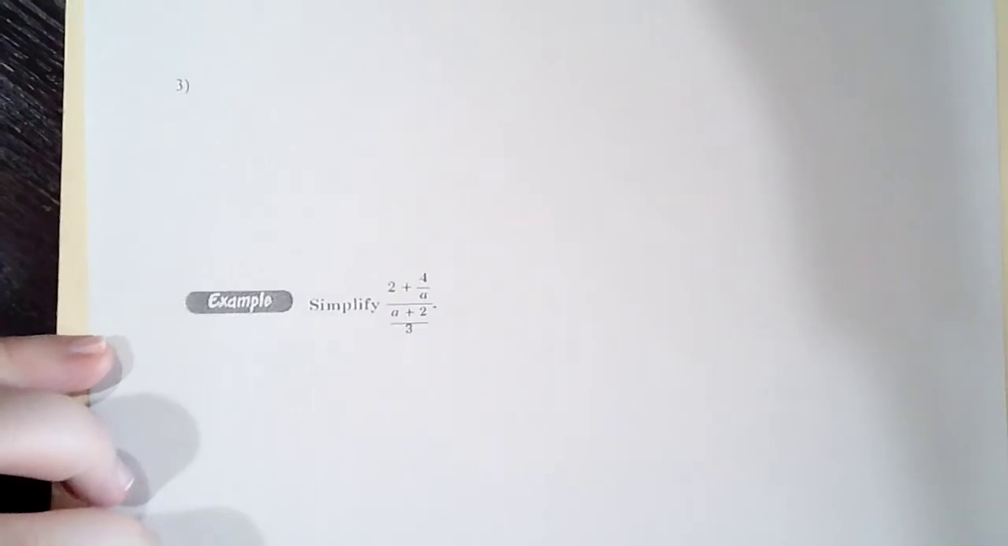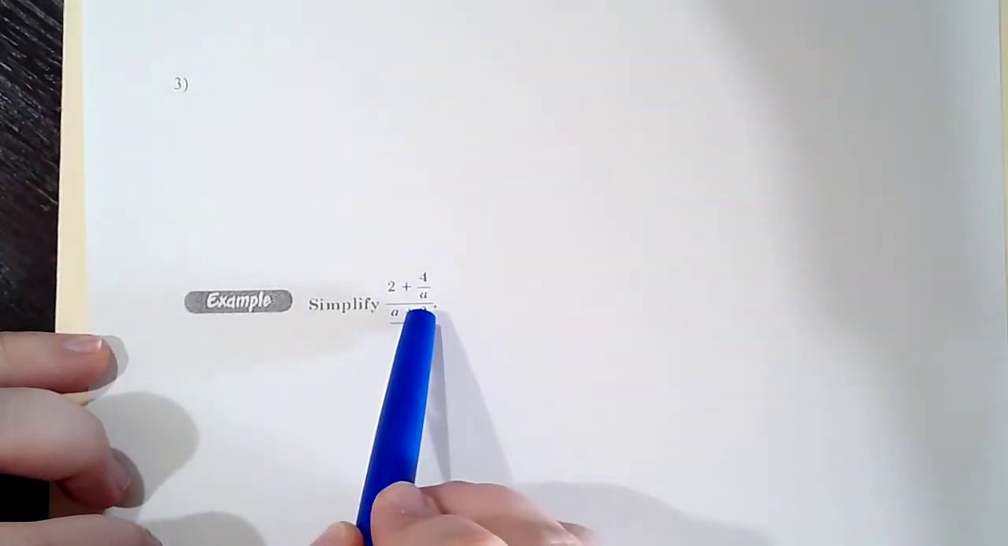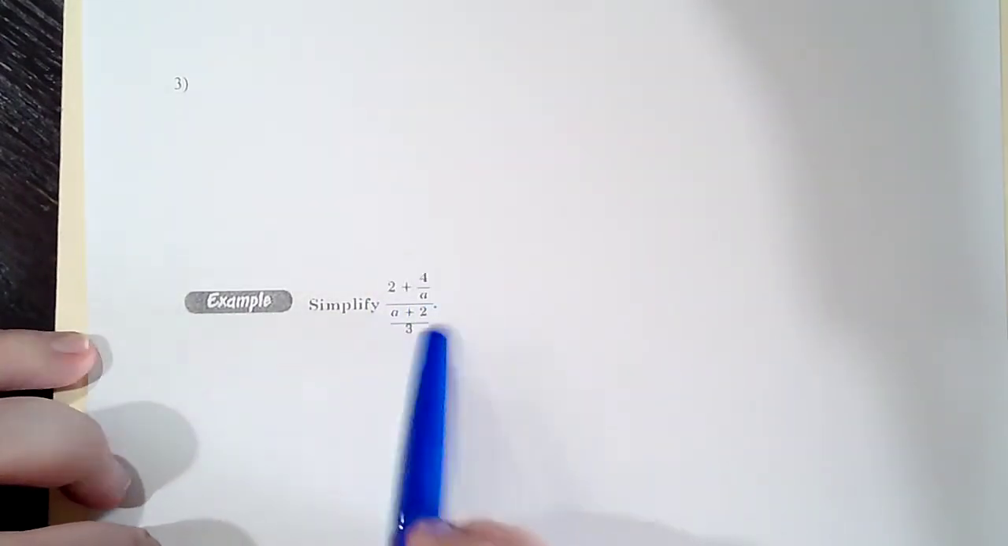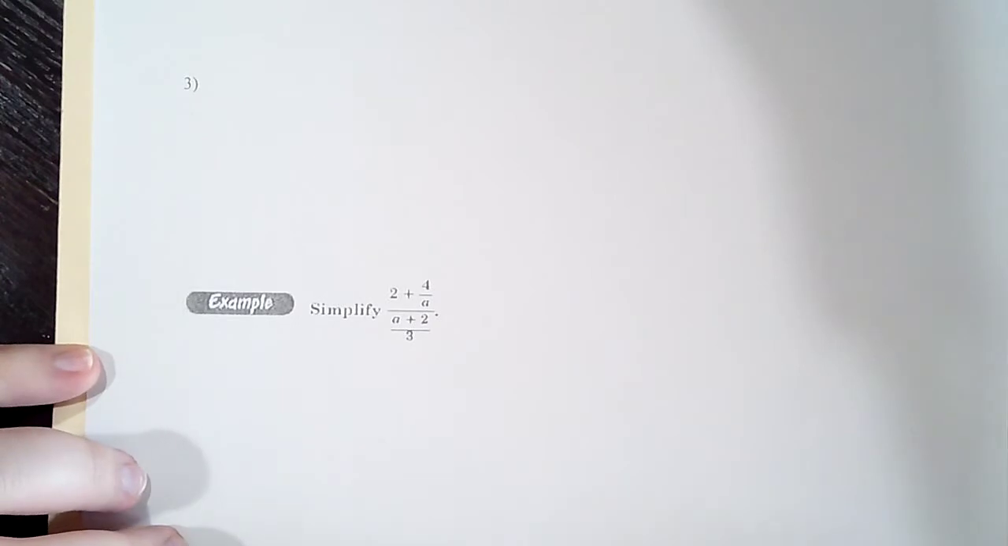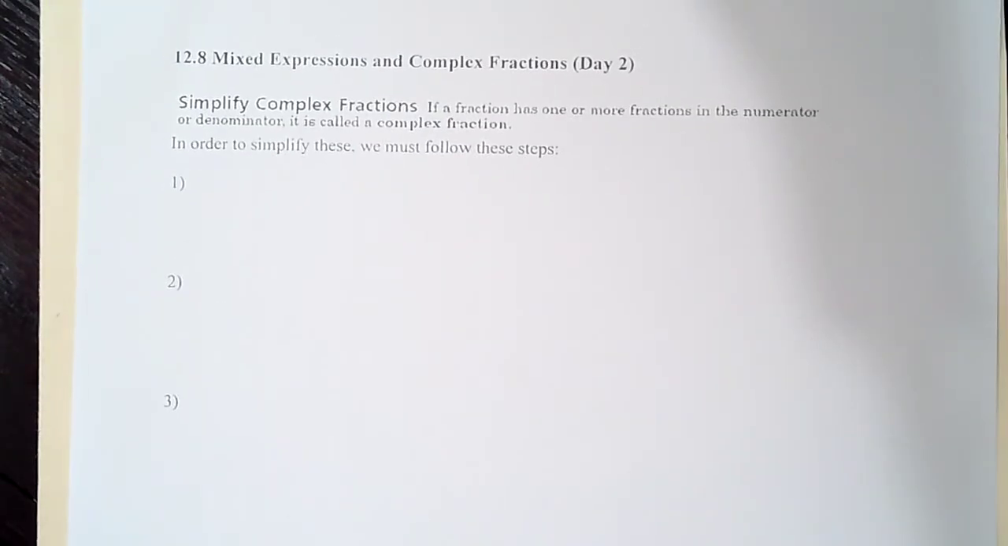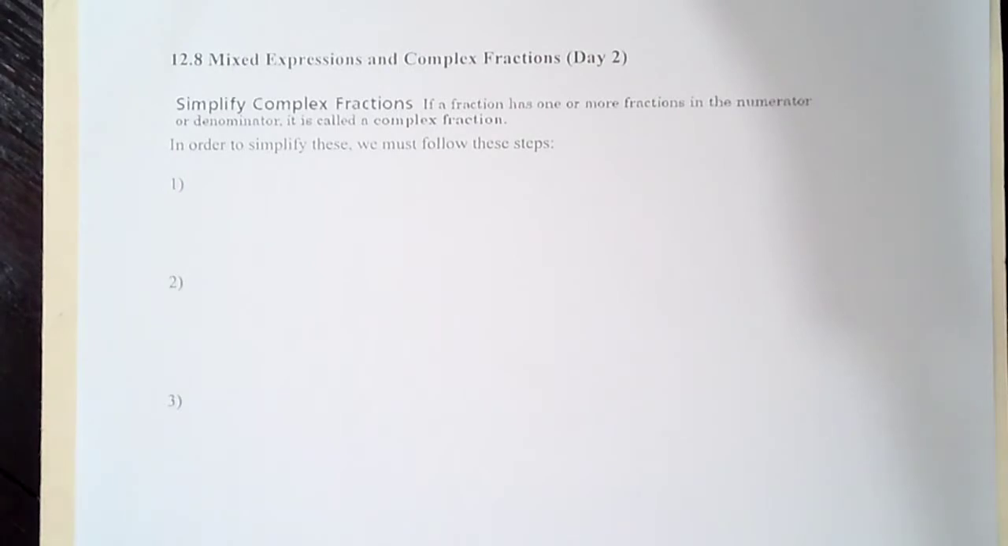Basically, the easiest way to see that is right here. These are the problems where we've got so much division going on, it makes our head spin. But after this video, it won't. In order to simplify these, we're going to follow 3 very simple steps.